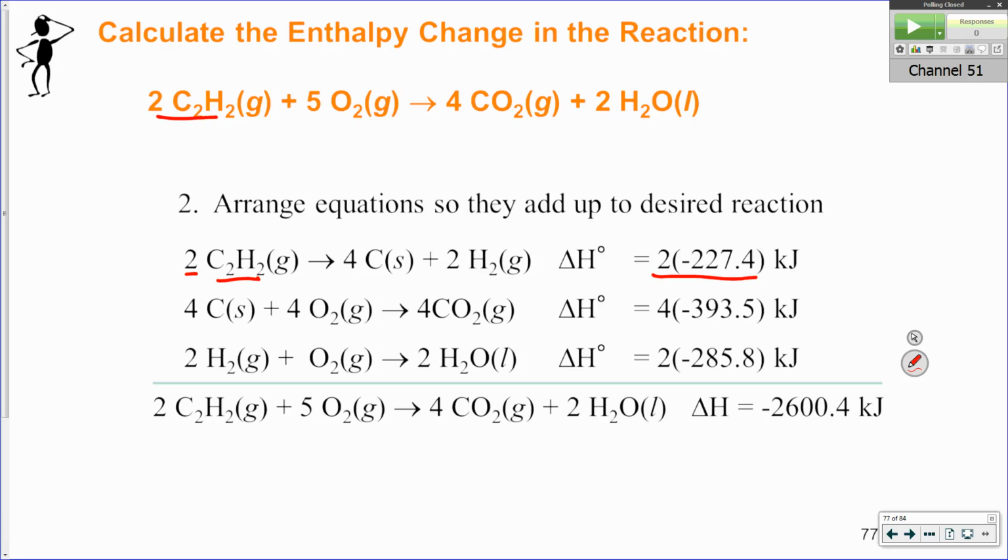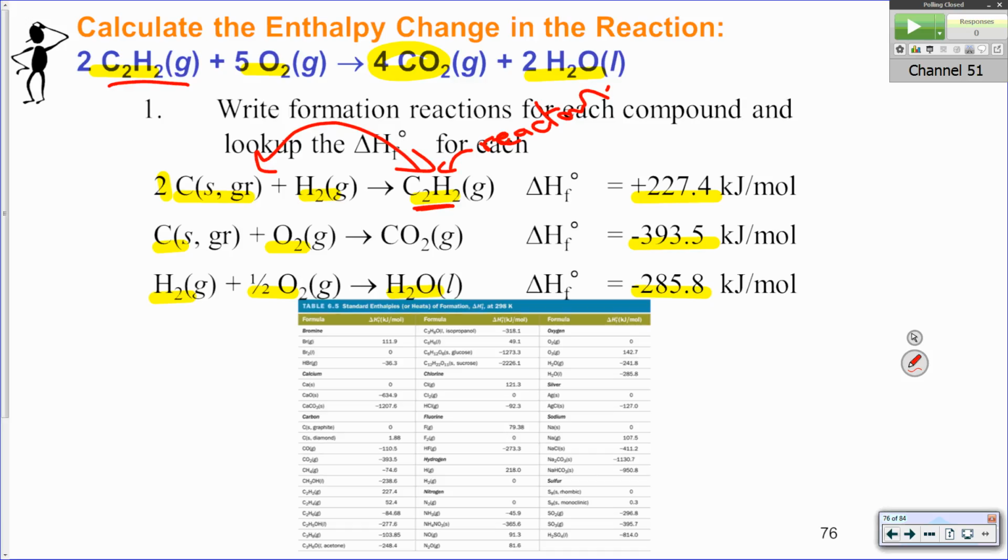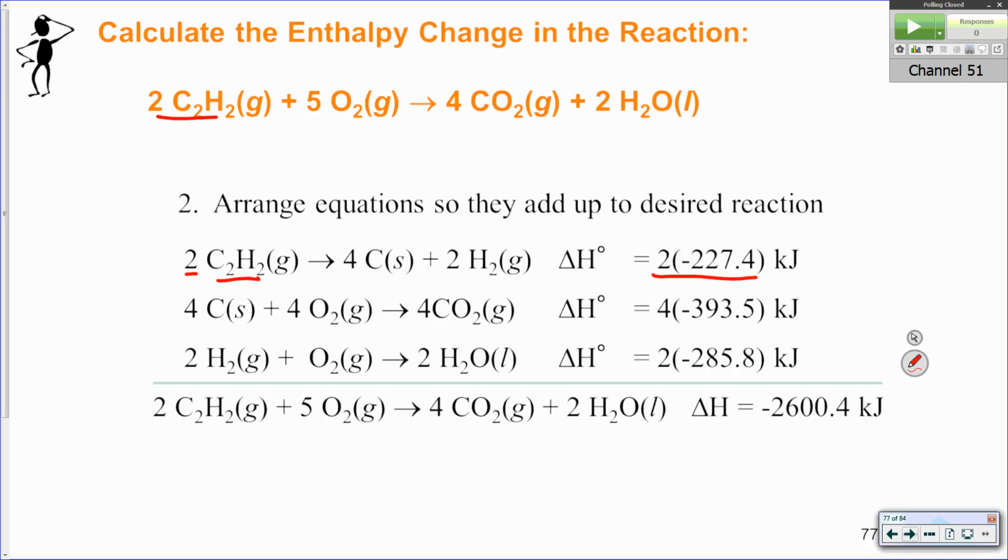Then the other one I'm going to have to do is take and spin this one around and multiply everything by 2 to come up with 2 here. This times 2 means I'm going to have 4 carbons I'm going to have to cancel around. So I'm going to have to take everything in this second line, we'll call this one equation number 2, and multiply everything in it by 4. 4, 4, 4. And then I can use the water one as written, except I need to come up with the 2 waters. So I've got to multiply everything by 2. So here's the 2 here.